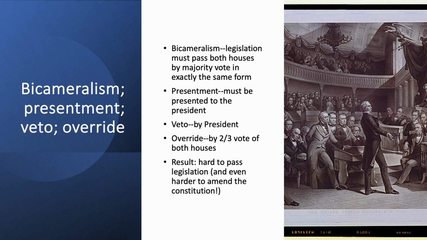Now, in the House of Representatives and the Senate, in the legislature, we use the terms bicameralism and presentment. Bicameralism means two houses. That legislation must pass both houses by majority vote in exactly the same words. That's called bicameralism. Presentment means it has to be presented to the president. Veto is when the president says, I veto this, and sends it back. Override is where 2/3 of both houses overrule the president and pass the bill over the president's objection.